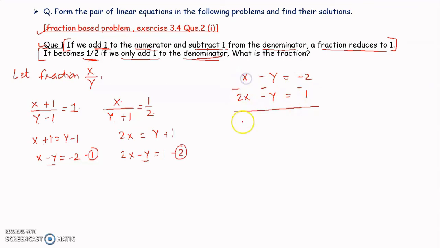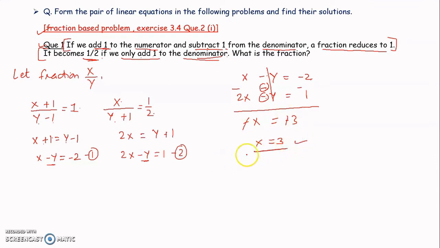Here we get x minus 2x, that is minus x. Here minus y minus minus y, so minus minus becomes plus, and minus y plus y will cancel out. And on this side, minus 2 minus 1, that is minus 3. So here we get minus x equal to minus 3. Minus minus will cancel out. We get x equal to 3.